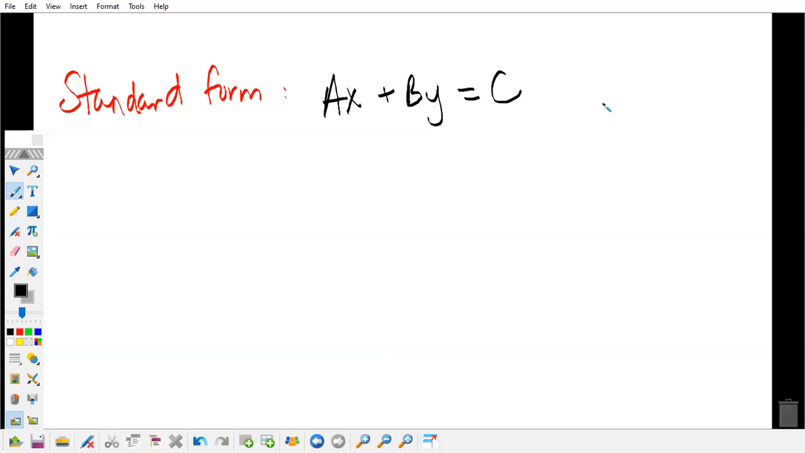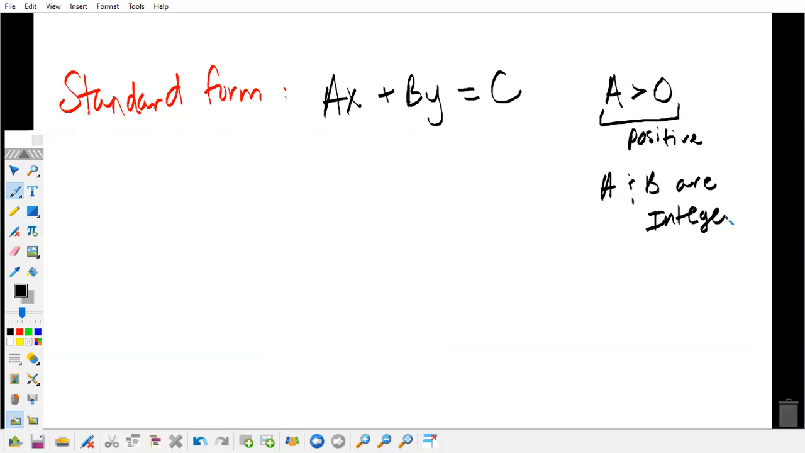And the key thing here is A is greater than 0. What does that mean if I say greater than 0? It can't be 0 and it can't be what? Negative. A has to be positive. So in this situation, A is positive. The other thing is A and B are integers. What does it mean when we say integers?